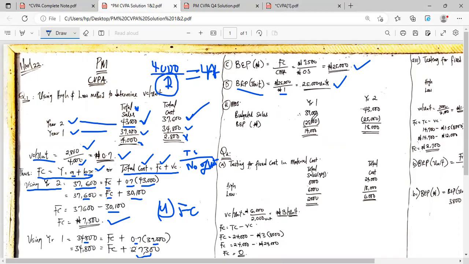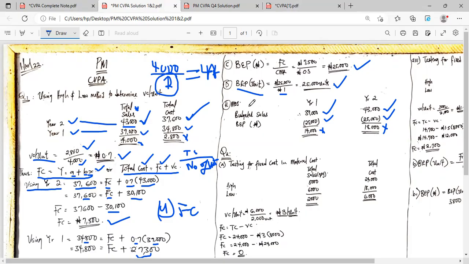Good. So we have 39,000. Then what's our BEP in sales? 25,000. Are you getting it? We got 14,000. In year two, what do we have? 43,000. Year two, our budget says what? 43,000. The budget is the one given to you in the question. Are you getting it? Yes, sir. Good. Then our BEP in sales is what? 25,000. So our margin of safety is what? 18,000 for year two.